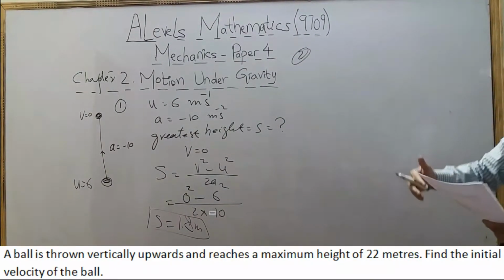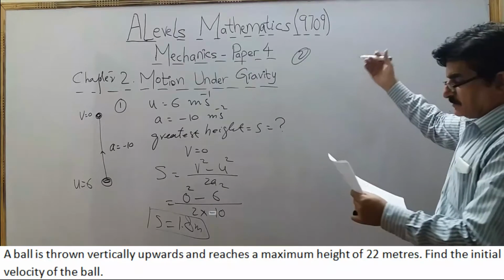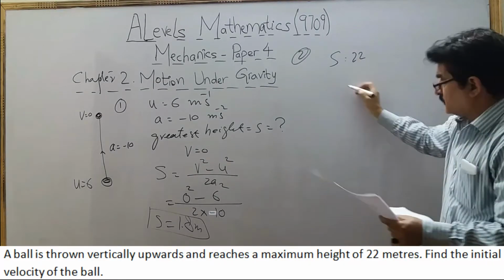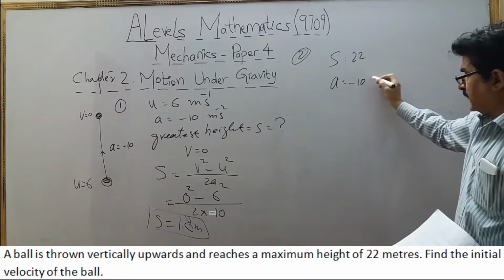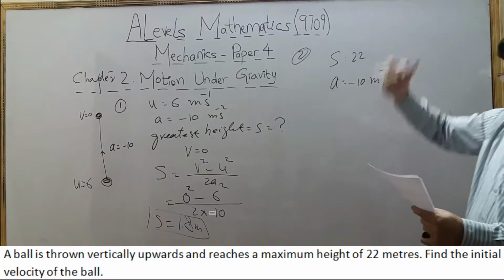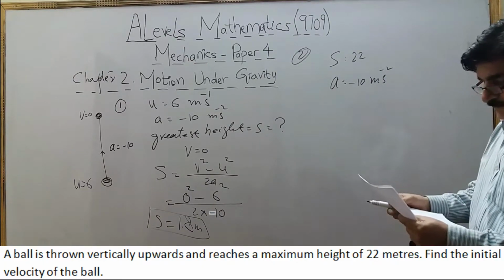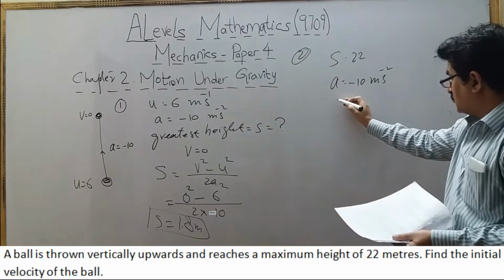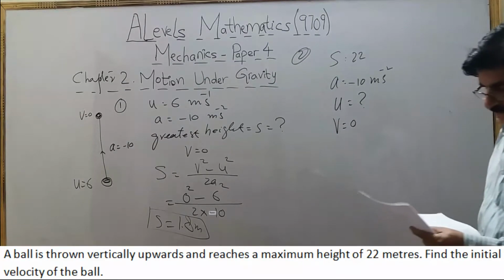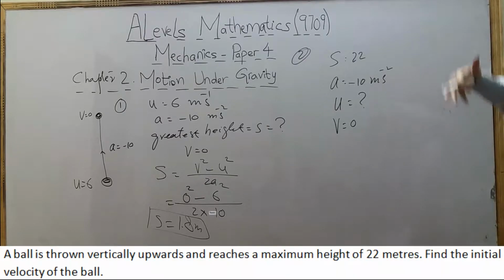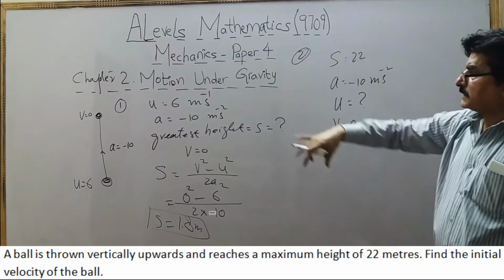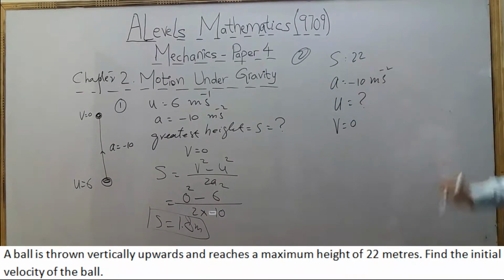Read it please. Again a ball is thrown vertically upward, reaches a maximum height of 22. So you are given the distance up to the highest point. Again it's upward motion. I have told you that you will take acceleration to be minus 10 because weight acts downward, particle moving upward, and find the initial velocity. Now initial velocity u we have to find, and the final velocity of course at the highest point will be 0. It's free fall, it reaches the maximum height, becomes at rest, then comes down. At the highest point the distance is given.